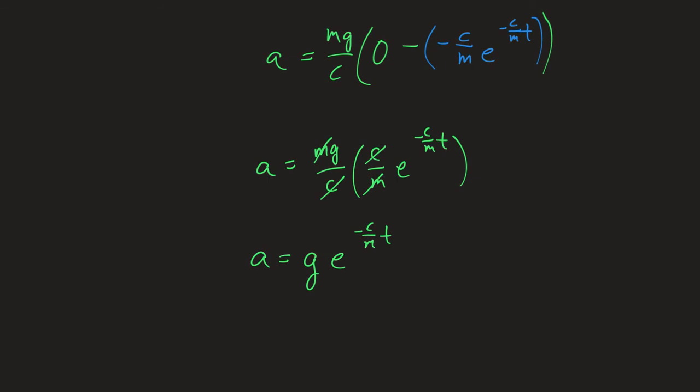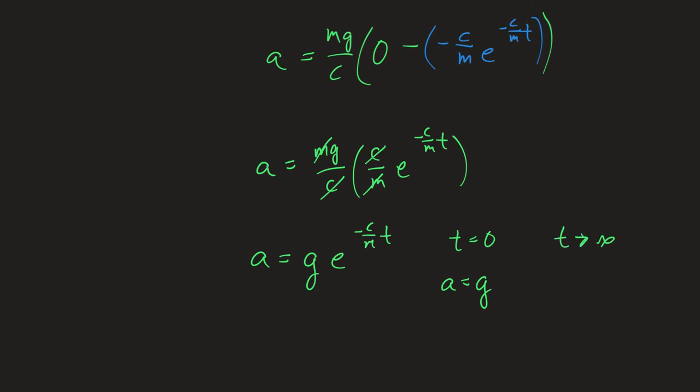Think it through. At t equals 0, what is e to the 0 power? 1. So at t equals 0, a equals g. Well, of course, there was no velocity at t equals 0, so there was no drag. The acceleration was g.